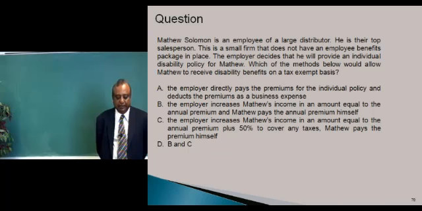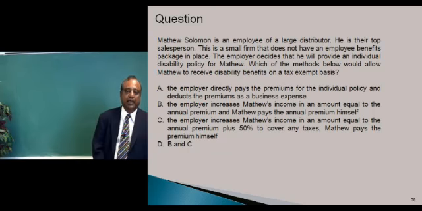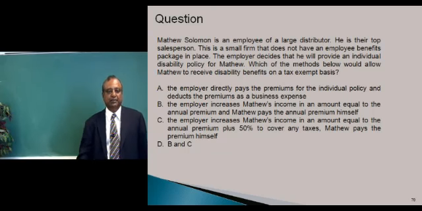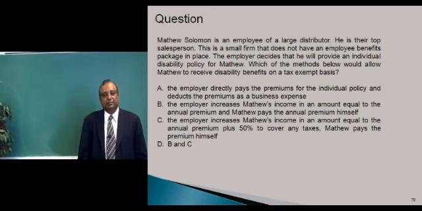Now, obviously, in this case, A cannot be the answer. If the employer pays the premium, then he is paying with before-tax dollars and the benefit will be taxable. In both B and C, Matthew is paying the premium himself, and therefore he is paying with after-tax dollars, so there will be no taxation on his benefits. So the answer is D, B and C.